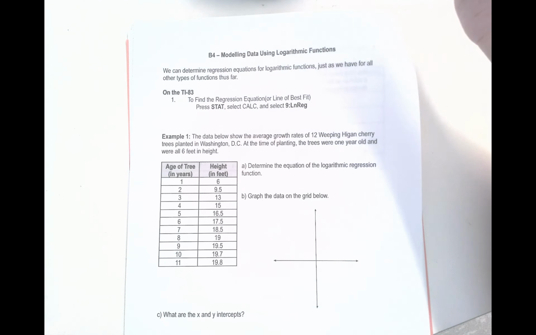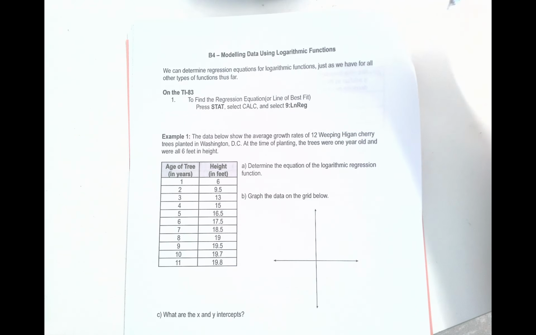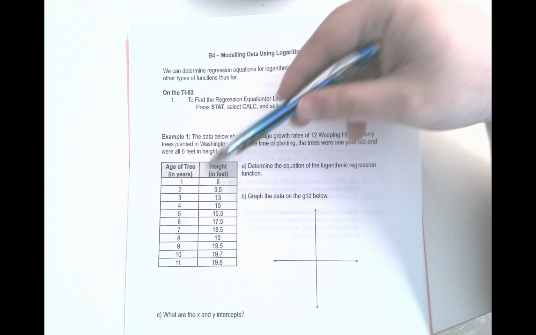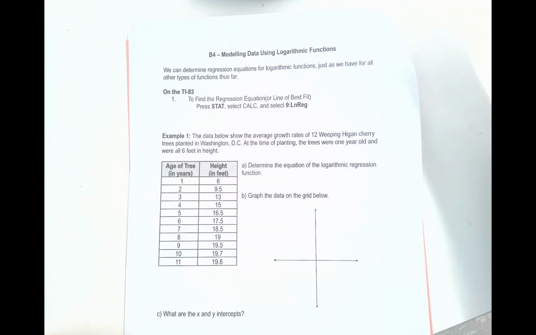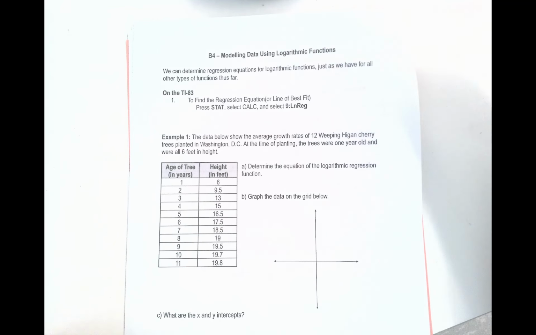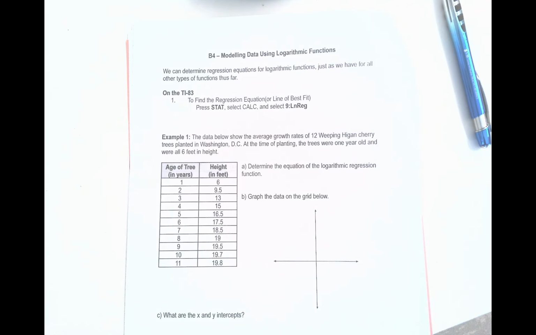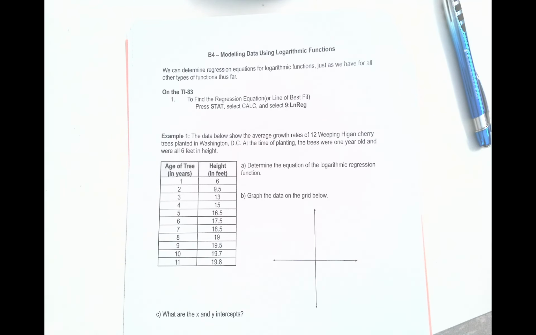It says, the data below shows the average growth rate of 12 weeping Hagen cherry trees, I don't know if that's right or not, planted in Washington, D.C. At the time of planting, the trees were 1 year old and were all 6 feet in height. And we have this table here of the age as it goes, year by year, as well as the average height of the trees. So the first thing we're going to do is determine the equation of the regression function, and we're going to graph it on the graph right here.